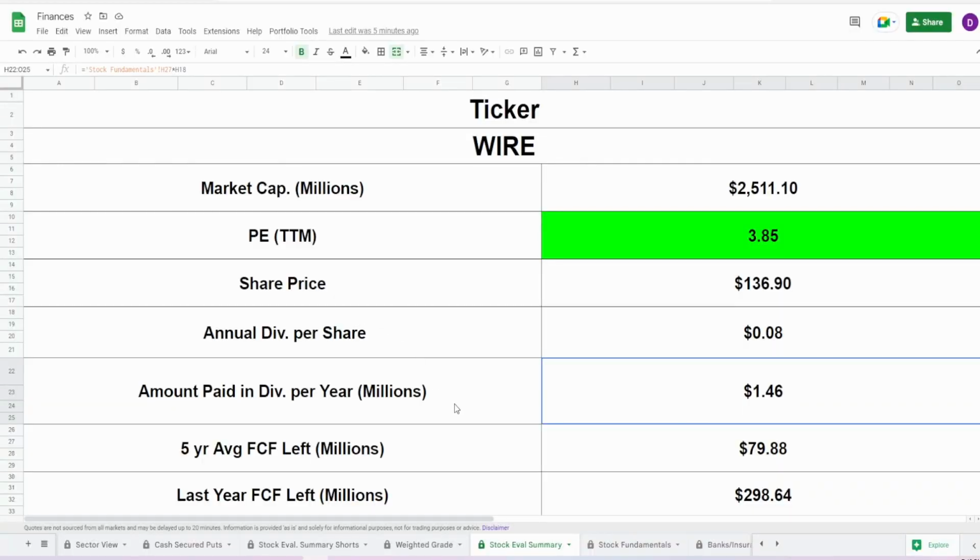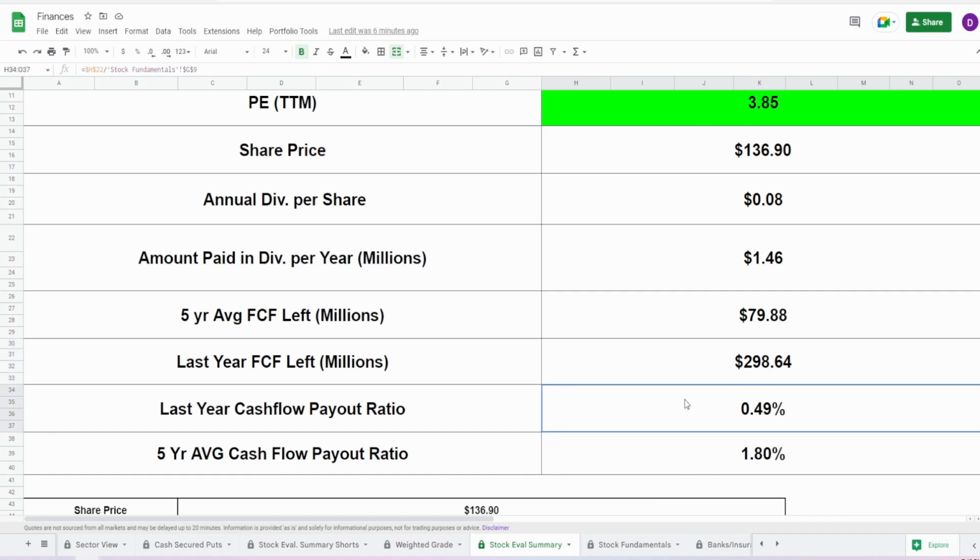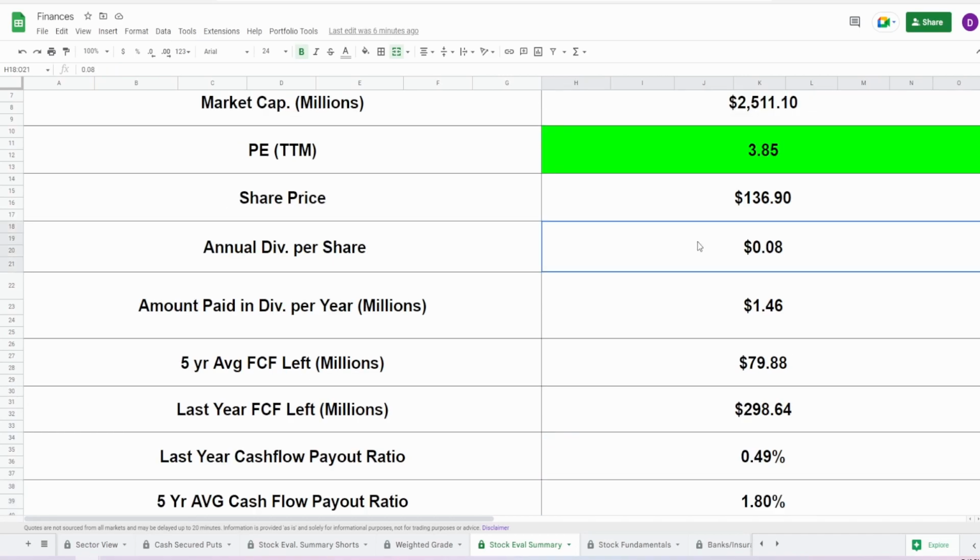Based on the current shares outstanding, they pay out only $1.5 million in dividends every single year, and after this is paid, guys, based on their 5-year average free cash flow, they still have $80 million left, and as of their last year's free cash flow, they have $300 million, which is absolutely crazy. The payout ratios are 0.5% for last year's free cash flow and 1.8% for the 5-year average, meaning they can afford this 8 cents, and they could even increase it a little bit. But to be fair, they haven't ever done that, so don't expect it, but they can at least afford it.